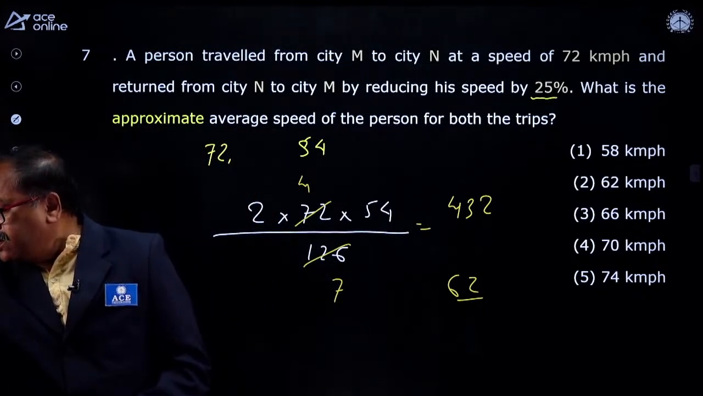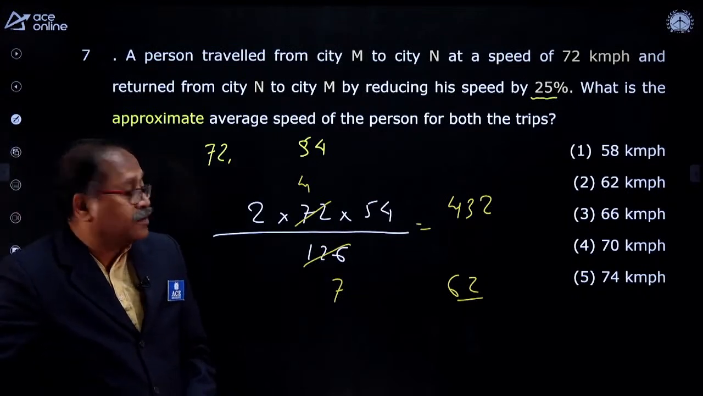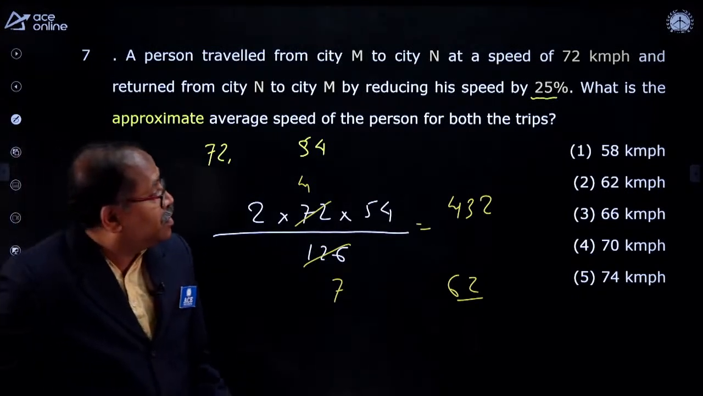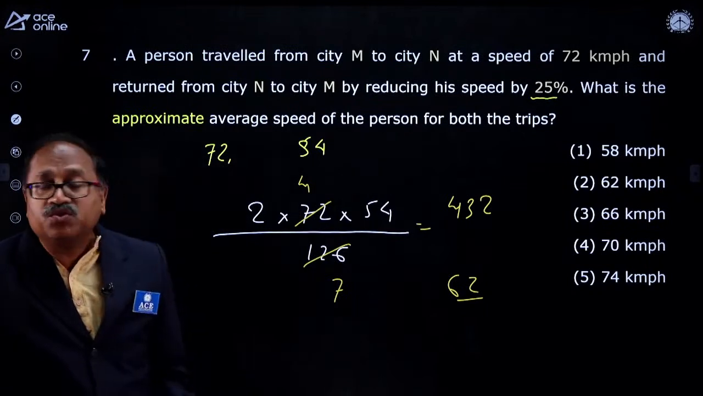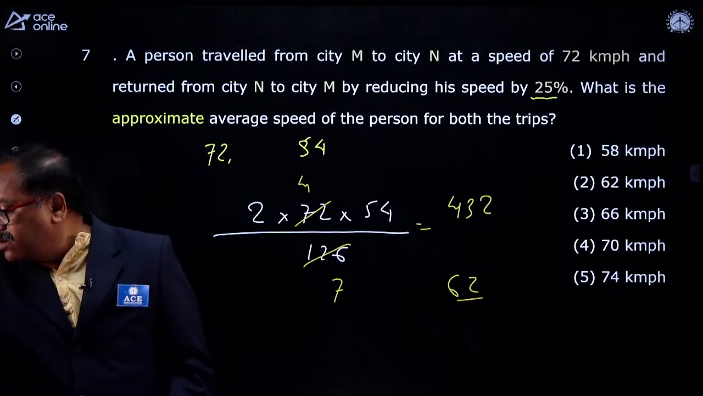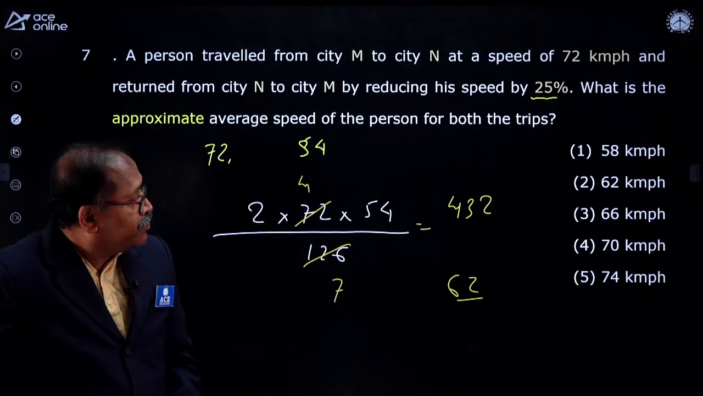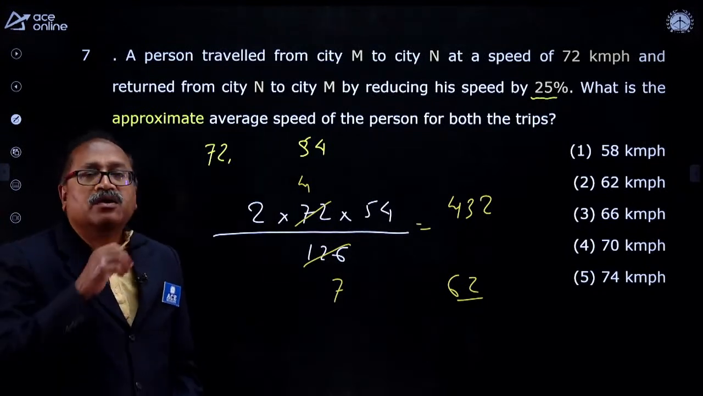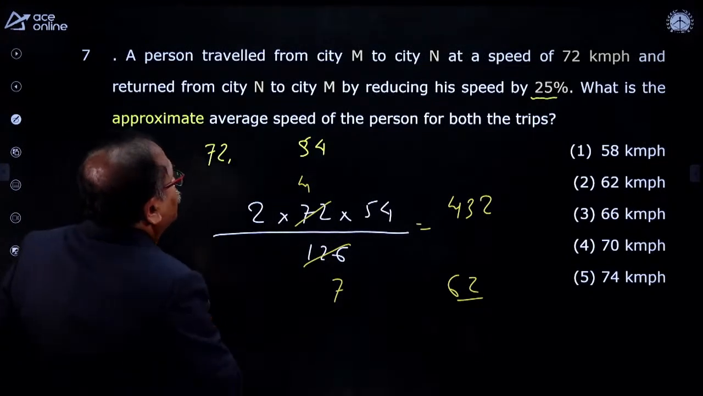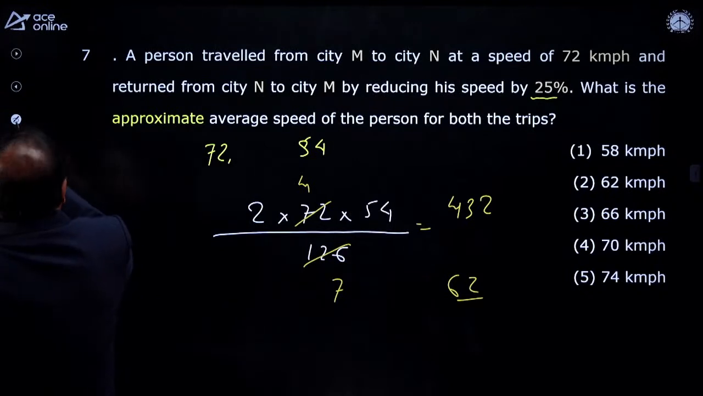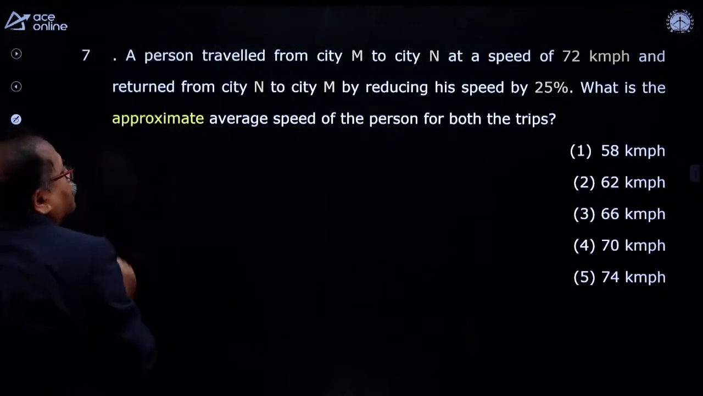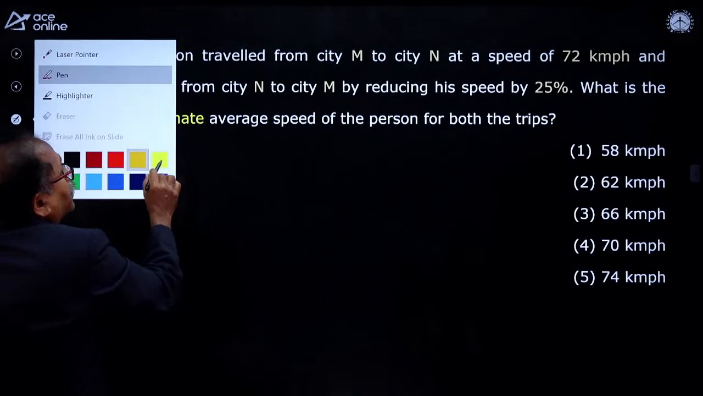No, no, Pawan, it is not 74, my brother. It is 62. Appalnaidu sir, option 4, 70 km per hour. How are you getting 70? Let me check. So many people are giving different answers, therefore I am again verifying it.